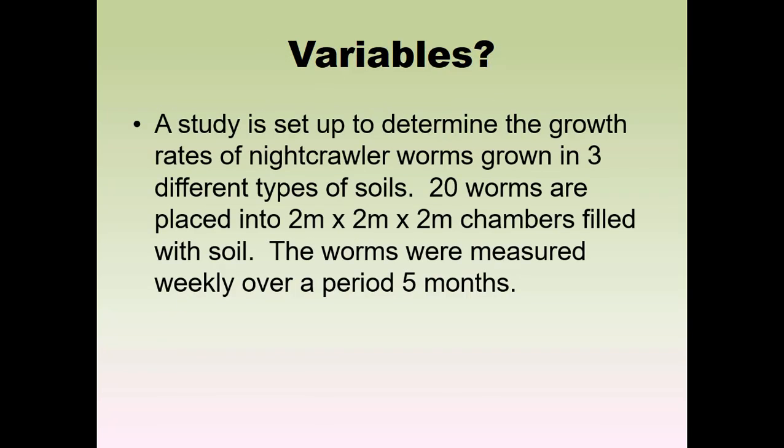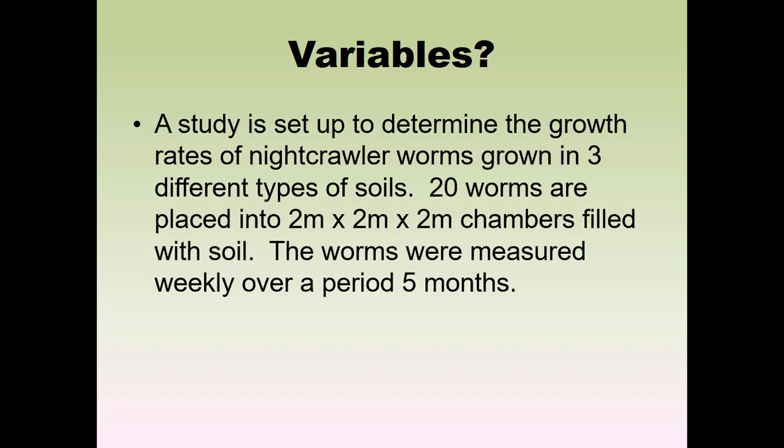Now, let's take a look at an example here. Let's say we did a study to determine the growth rates of nightcrawler worms grown in 3 different types of soil. So we collected 20 worms. They were placed in 2 meter by 2 meter by 2 meter chambers filled with soil, and the worms were measured weekly over a period of 5 months. And we wanted to see which type of soil they grew the fastest in. So maybe one was a sand, maybe one was a clay, and maybe one was a manure type soil. So we've got those 3 different types of soils.